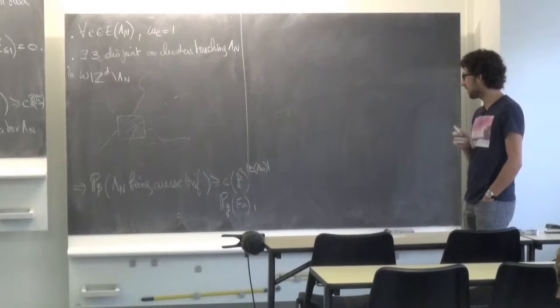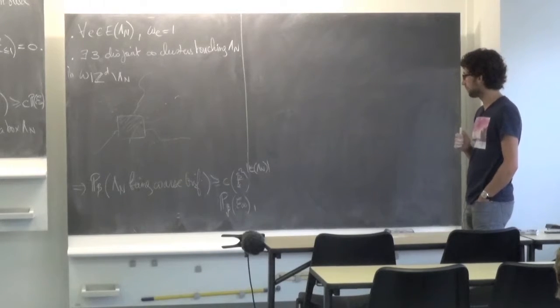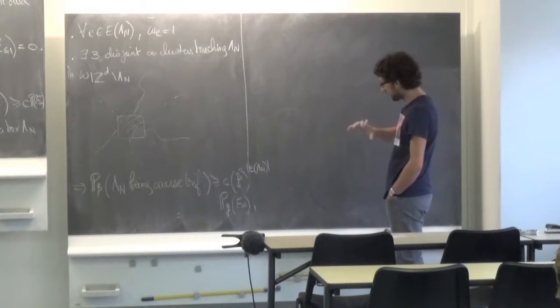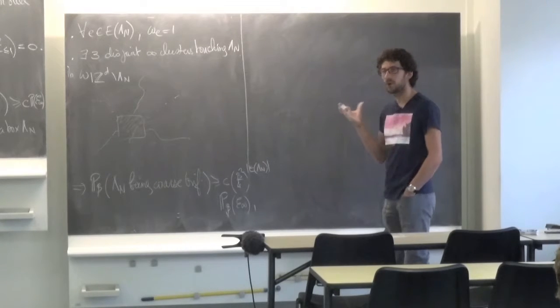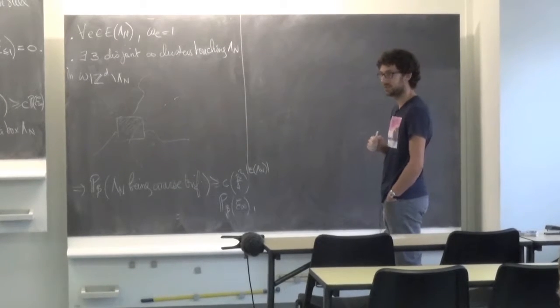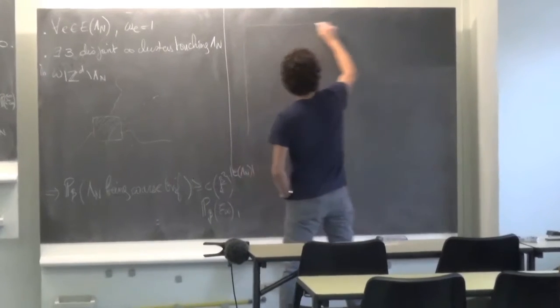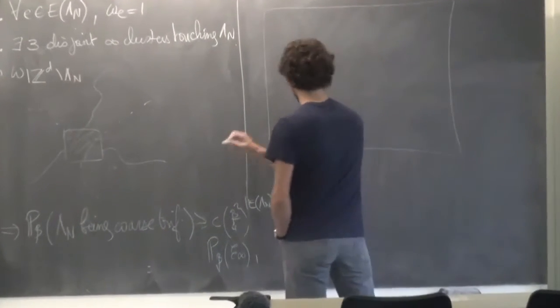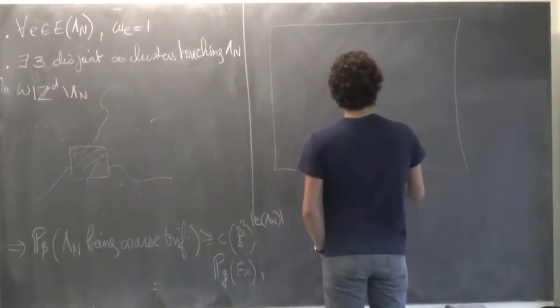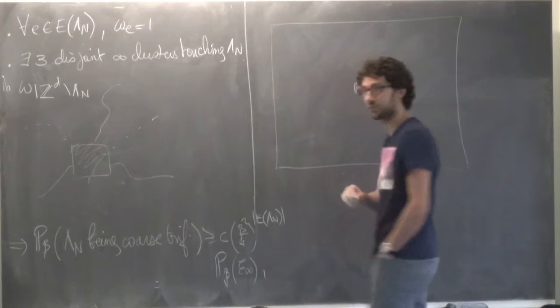Okay, so we are there, and we want to see if we have the same property that these trifurcations have, this structure of forest. The coarse trifurcation has the structure of forest. So let's do it step by step. Let's look at the first coarse trifurcation we have.